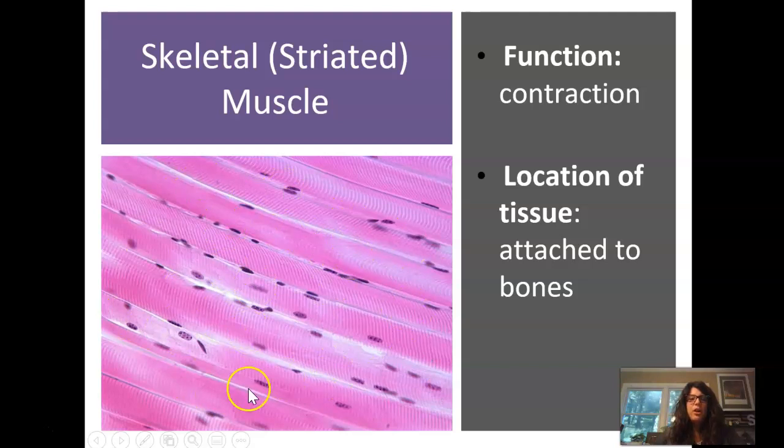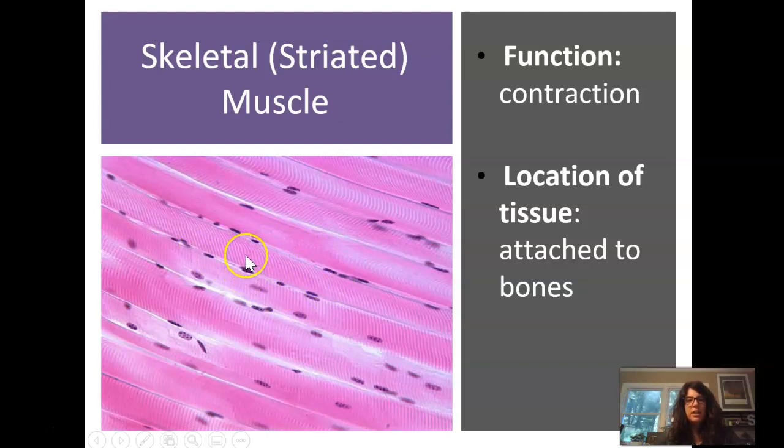Skeletal muscle, you can draw this in your lab packet. The key identification factor of skeletal muscle is the stripes. So you should see all those little stripes. We call these striations. So skeletal muscle is striated. Cardiac muscle is also striated. Smooth muscle is not. That's why it's called smooth. It doesn't have these stripes on it.